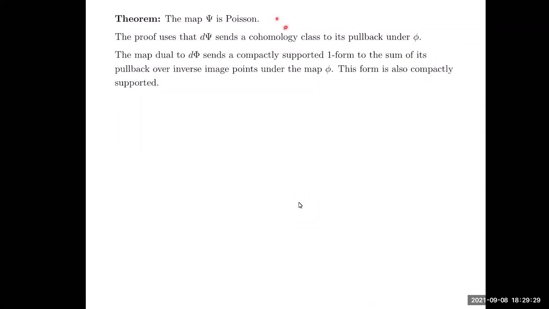And this proof uses that d psi sends the cohomology class to its pullback under the map phi. The map dual to d phi sends a compactly supported one form to the sum of its pullbacks over inverse image points under the map phi. And this form is also compactly supported.